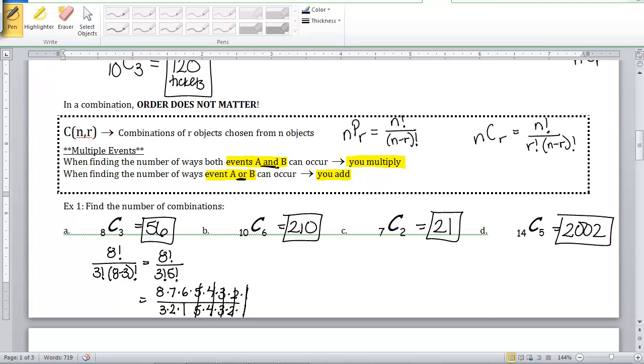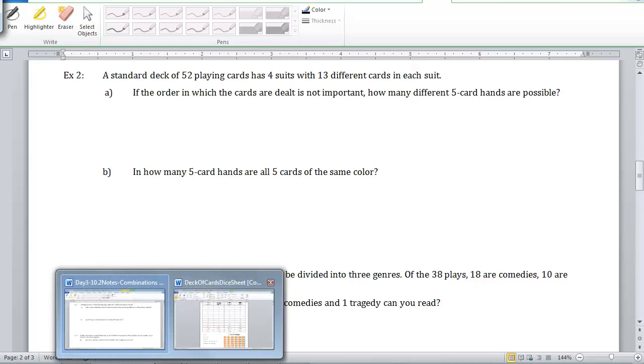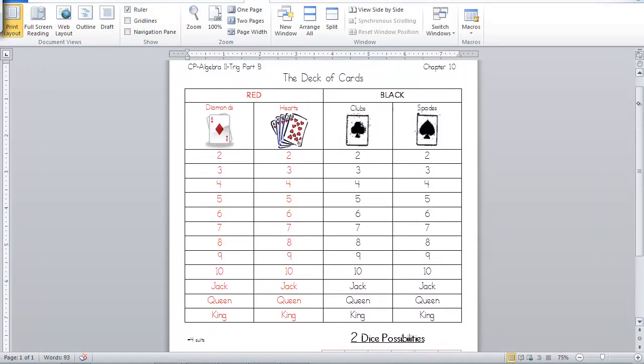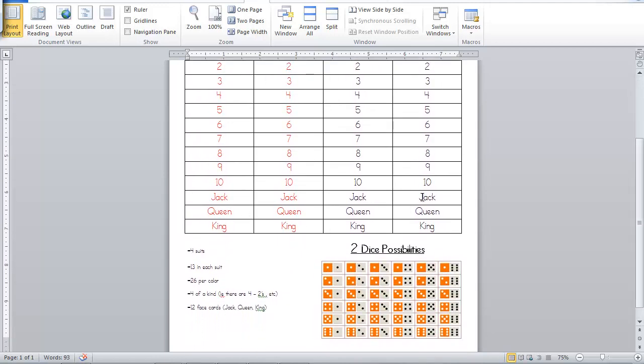Let's now look at this in terms of a word problem. In example 2, we're told that a standard deck of 52 playing cards has 4 suits with 13 different cards in each suit. As a reminder, you will on tests and quizzes get a deck of cards and dice sheet that looks like this. This is also in your packet, which has all the different cards in a deck of cards listed. I also told you there are 4 suits, 13 cards in each suit, 26 per color, so 26 red, 26 black, what a 4 of a kind means, and how many face cards there are. You'll also have some problems that will look at tossing 2 dice, and so those possibilities are also given here for you to use.